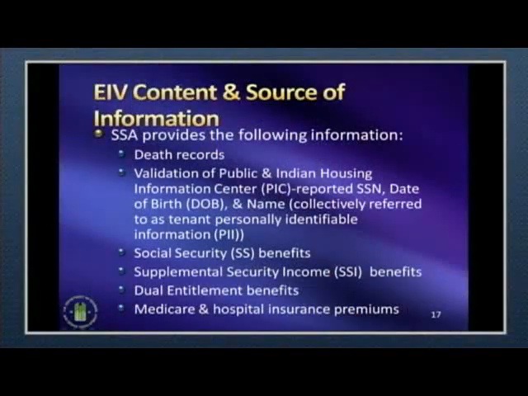Now, content and source of the EIV information. As I mentioned earlier, EIV information is derived from the Social Security Administration, who provides us with death record information. SSA also validates the personally identifiable information of your tenants, which means your tenant name, Social Security number, and date of birth. And then also, SSA provides us with the monthly, net, and gross Social Security, as well as supplemental security income information, dual entitlement benefit information, as well as Medicare and hospital insurance premiums.